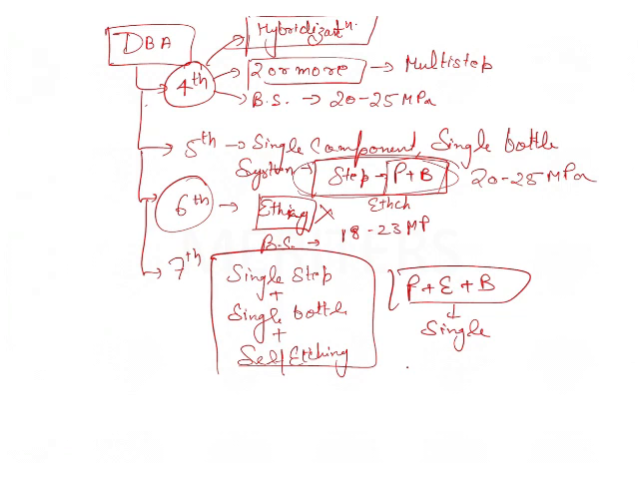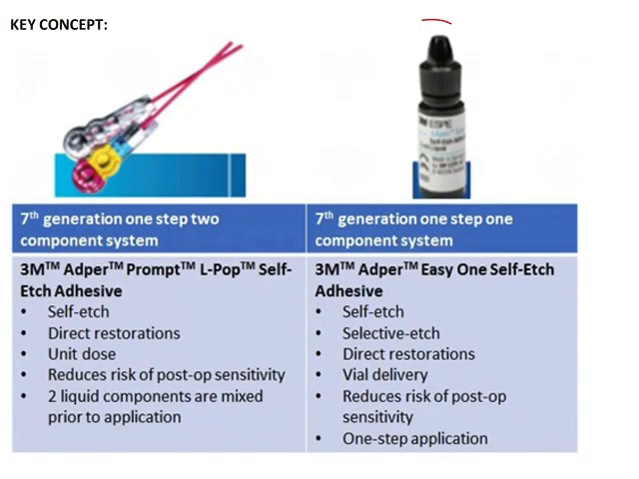Now the bond strength here is again lesser than the 4th and 5th generation, and it is around 18 to 23 megapascal, right? If compared to the fourth and fifth generation, it is going to be lesser in this case. Now, there is a variation in this. There is a single bottle system given by 3M, the Adper Easy One self etch adhesive. That is called self etch, selective etch, direct restoration delivery. All these are going to be single component systems.